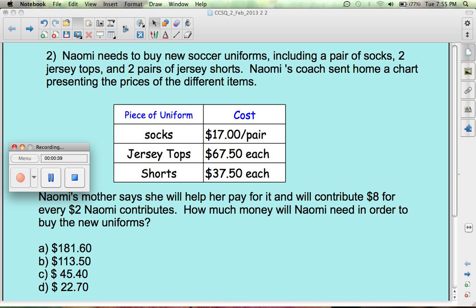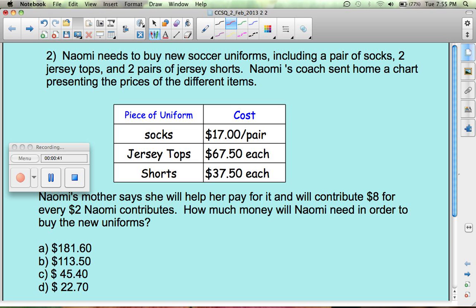So we're going to begin by underlining the critical information. So she needs to buy a pair of socks, 2 tops, 2 shorts, and I'm going to put a 1, a 2, and a 2 next to my table. Don't be afraid to write right alongside on your test of tables or diagrams to label them.